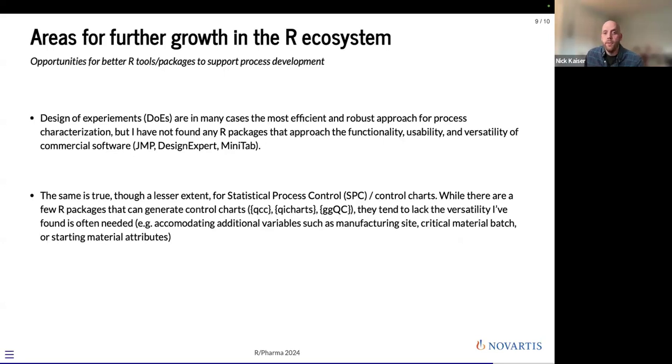Two areas I see for further improvement from a process development perspective in our ecosystem would be DOEs and statistical process control. Of course, there are a few packages associated with each of these, but at least in my experience, I've not found anything as functional or user friendly as the more common process development tools like JMP or Design Expert. And so I think there are opportunities to improve on these packages.